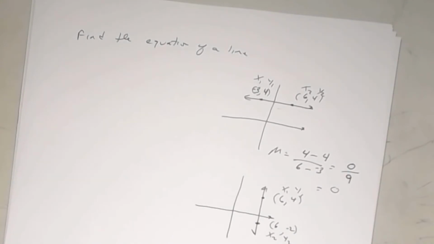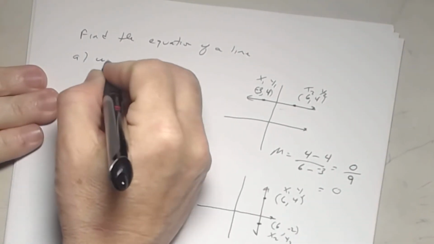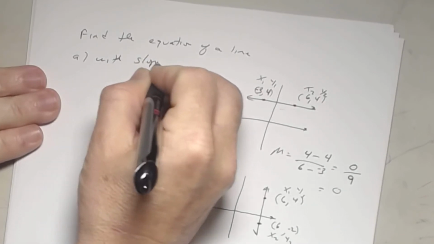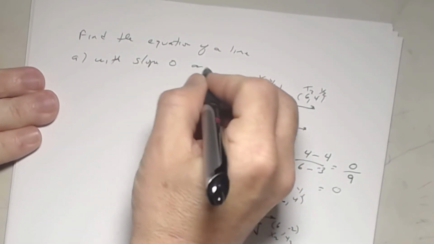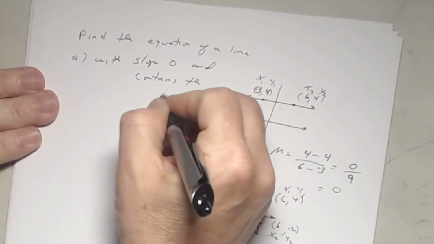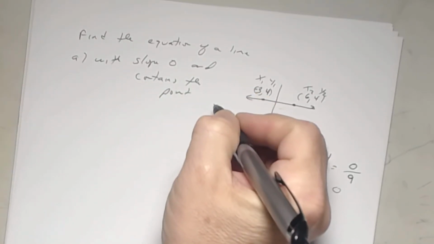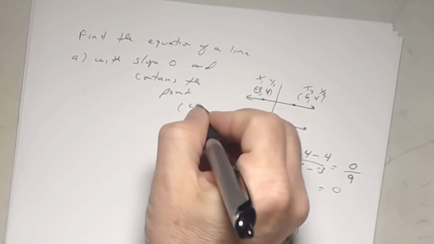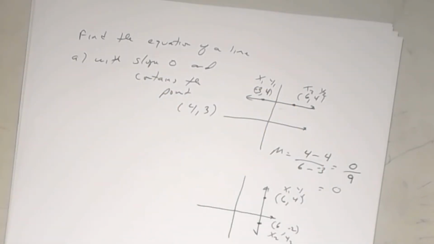All right, so now let's talk about this. Find the equation of a line. Let's do part A: with slope 0 and contains the point 4, 3. Now here's how I want you to do this.